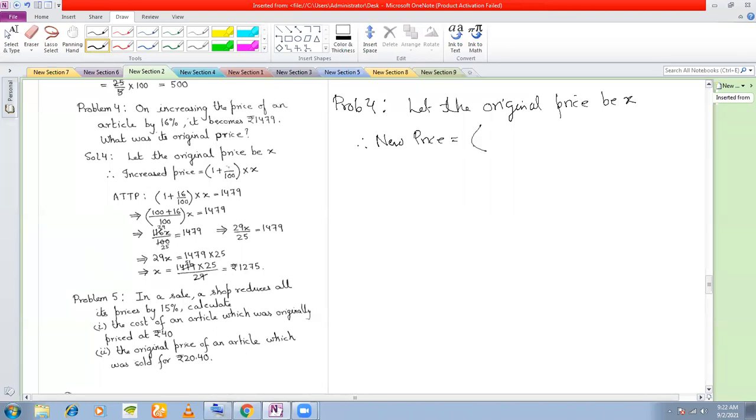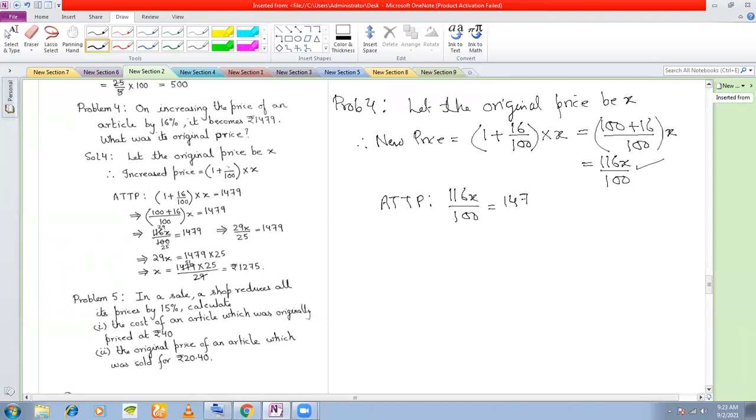If you remember how to increase by a certain percentage, I told you 1 plus. This is being increased by 16, so 16 by 100 into X. This is the new price after increase of 16%. So now if you take the LCM, you get 116x by 100. That means this is nothing but 1479. So 116x by 100 must be equal to 1479.